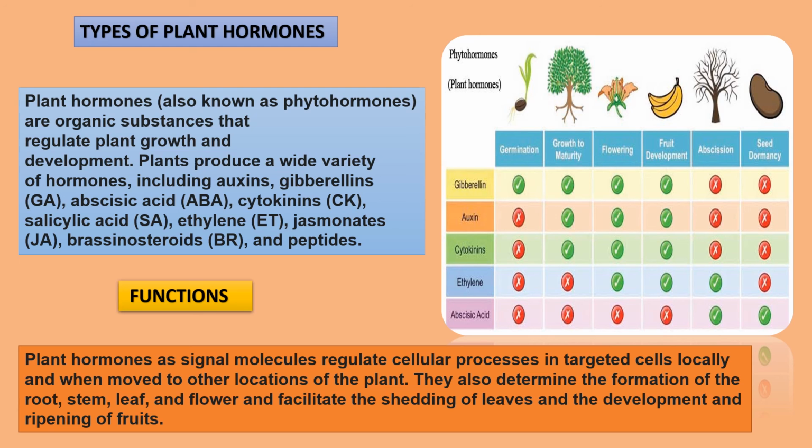So in case of gibberellin, you can see that first four functions gibberellin used to do, but not the last two. In case of auxin, it used to do the second, third and fourth. Cytokinins also second, third and fourth, but ethylene third, fourth, fifth, and abscisic acid only the last two.